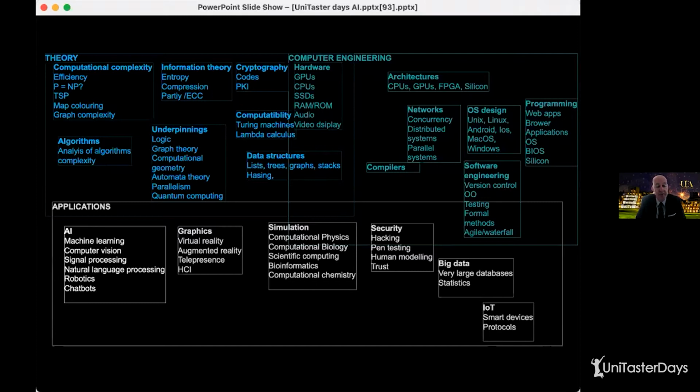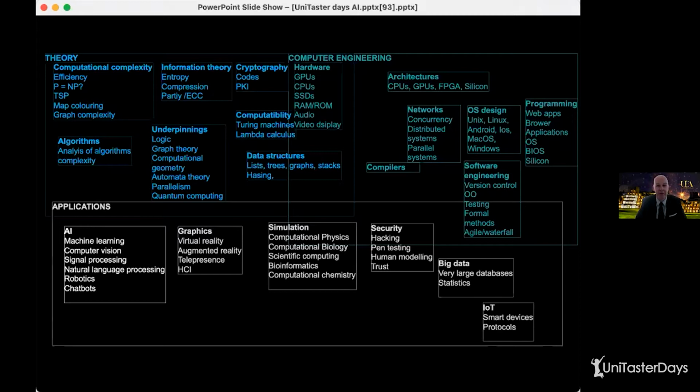Computer vision is building machines that can understand the visual world, often making use of machine learning, but not always. Signal processing are systems that deal with signals, often video signals. So computer vision could be seen as part of signal processing. Some people think it isn't, and some people think it is.